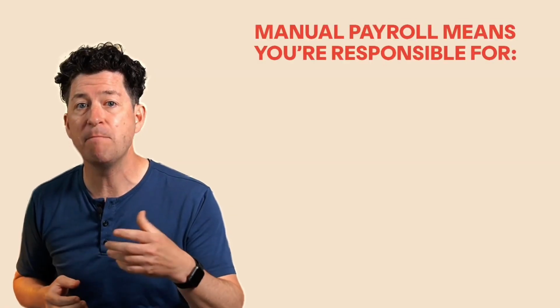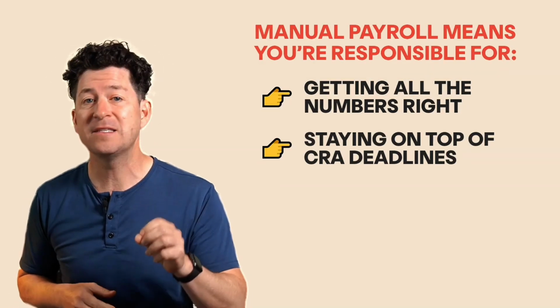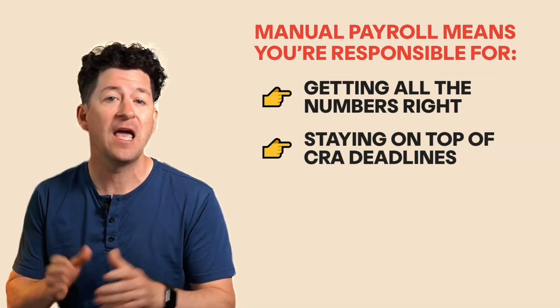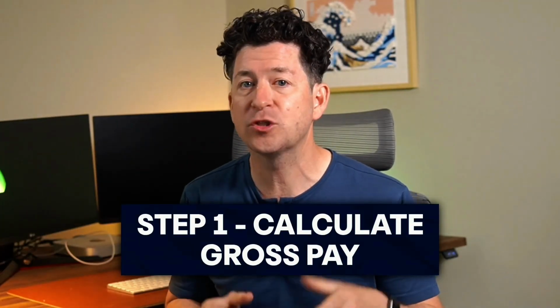Just keep in mind that manual payroll means you're responsible for getting all the numbers right, staying on top of the CRA deadlines, and filing everything accurately. Here's how it works in 5 basic steps. Step 1, calculate gross pay. Start with your employee's total earnings for the period. This includes salary or wages, vacation pay, and any bonuses or taxable benefits.